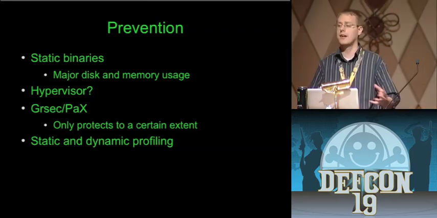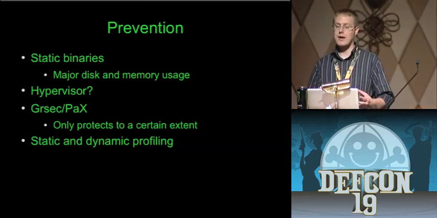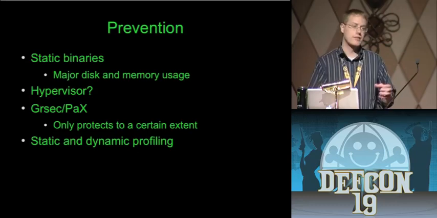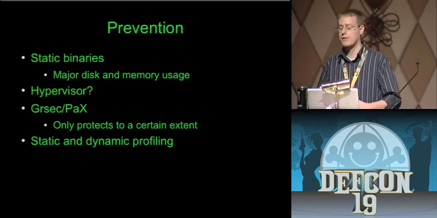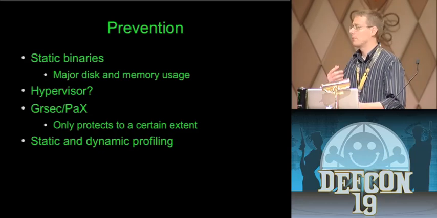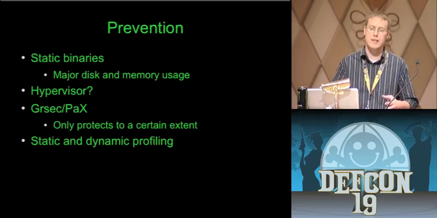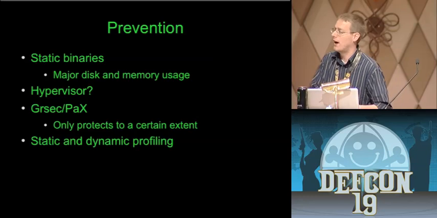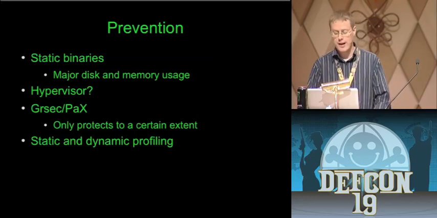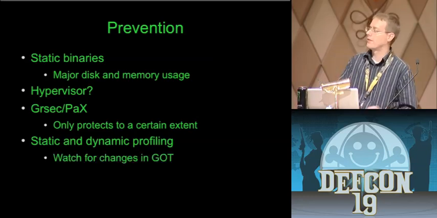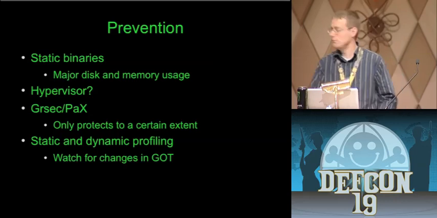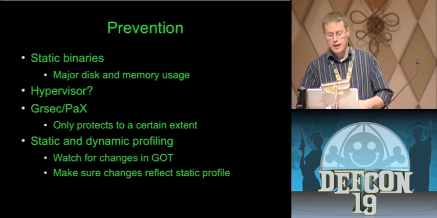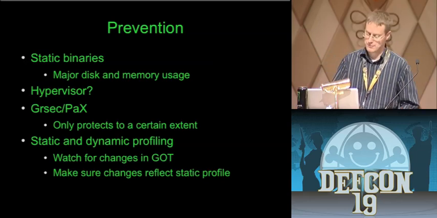So you can profile the program before it's even run and say this is what it's going to do. These are the kinds of shared objects and things that it's going to run. And you can dynamically check while it's running whether the dynamic profile matches the static profile. You'll watch for changes in the global offset table, and you'll make sure changes reflect the static profile.